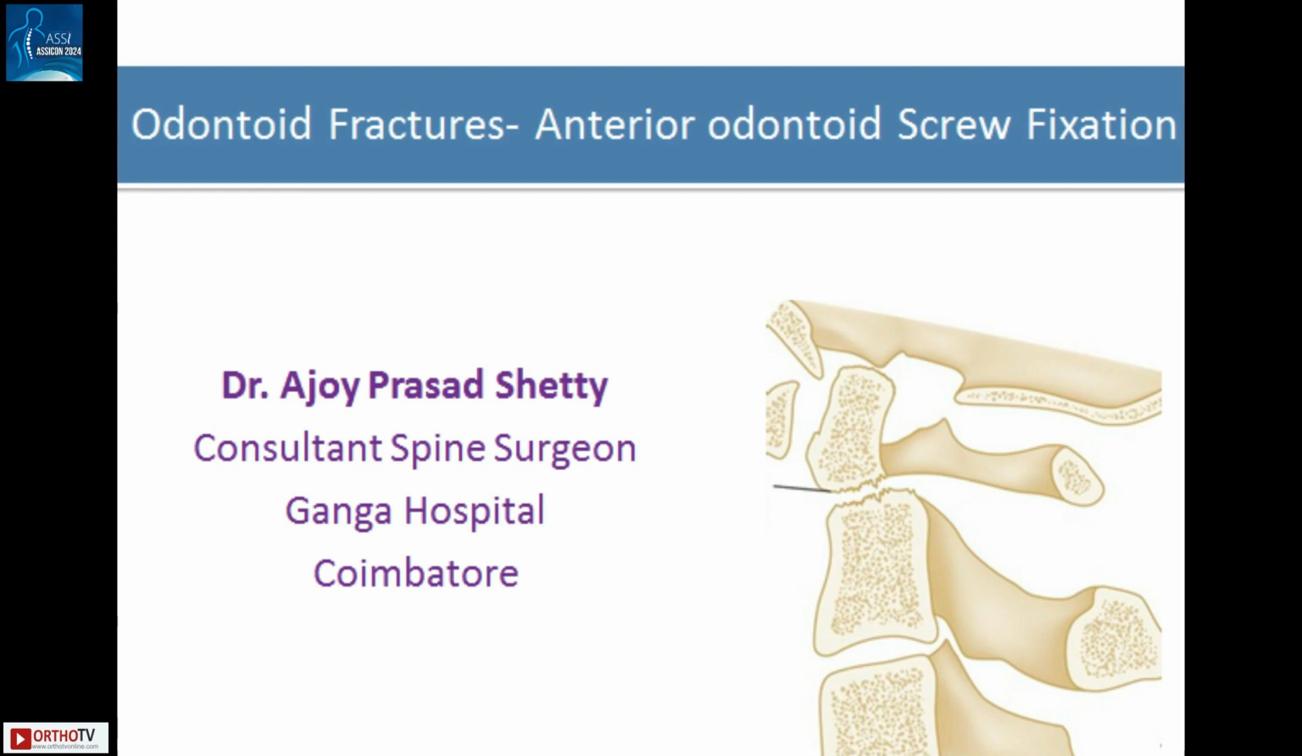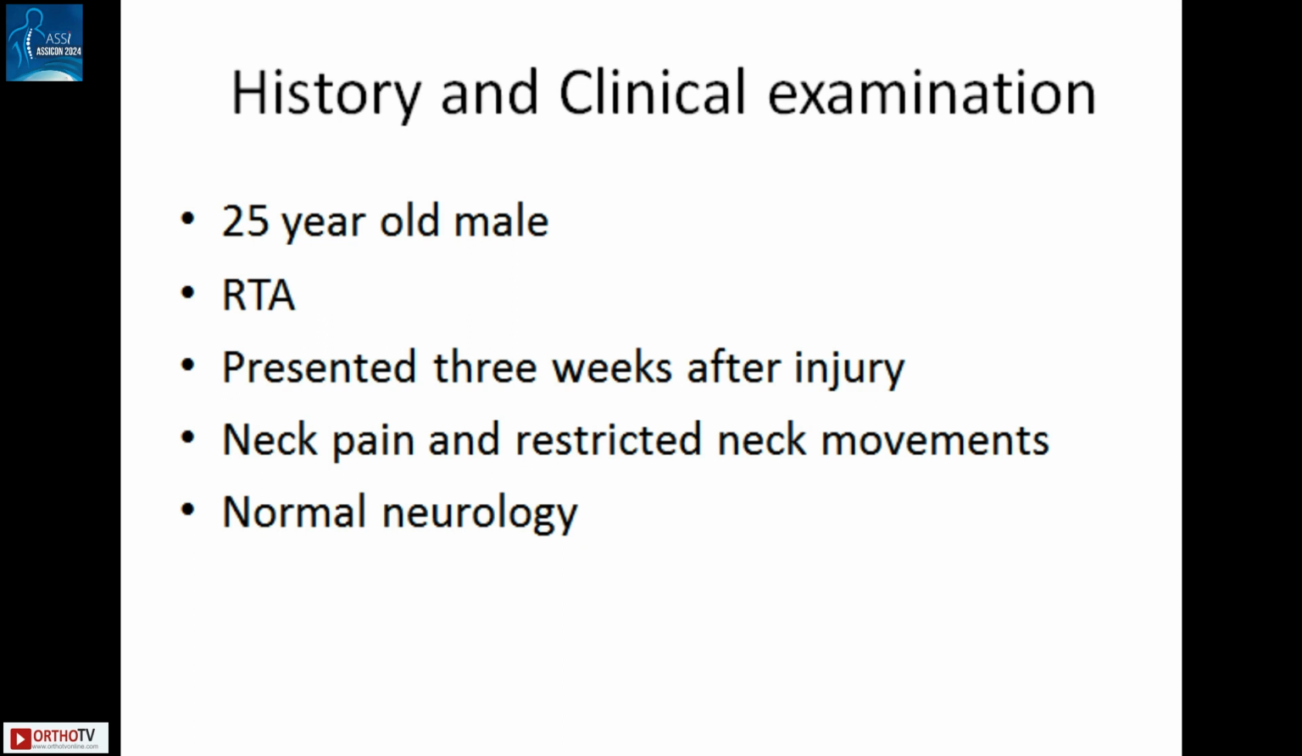This video is going to demonstrate the indications and the technique of anterior odontoid screw fixation, which is a motion preserving surgery done for type 2 odontoid fractures. The patient is a 25-year-old male who presented to us 3 weeks following a road traffic accident with neck pain and restricted neck movements. His neurology was normal.